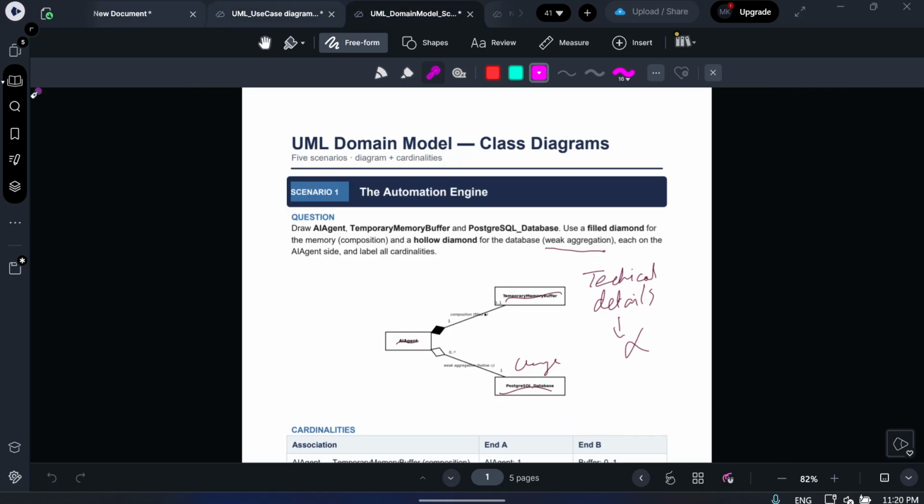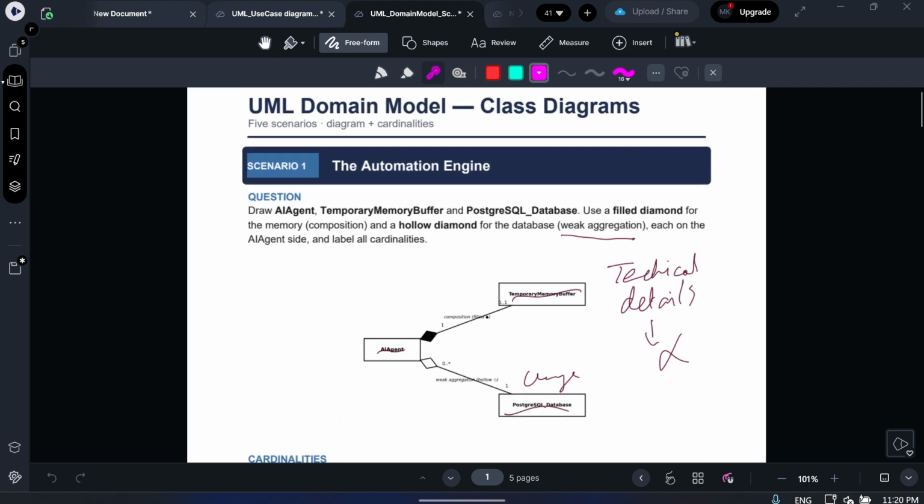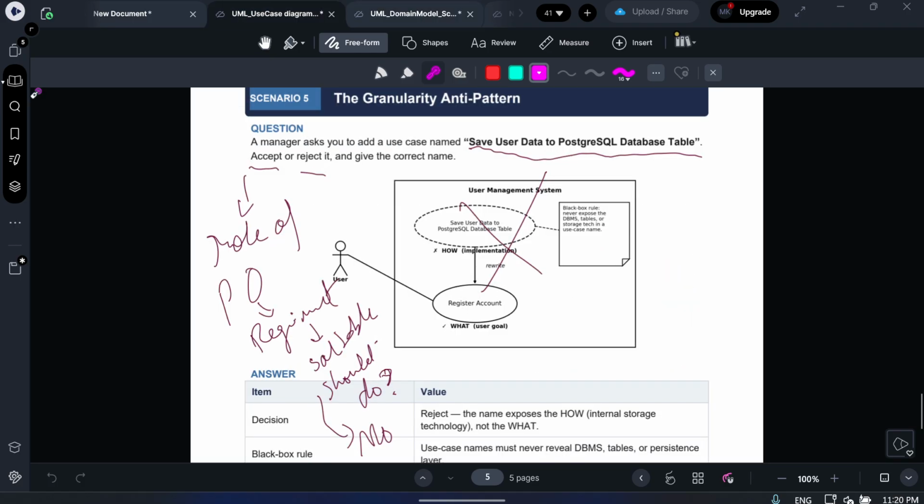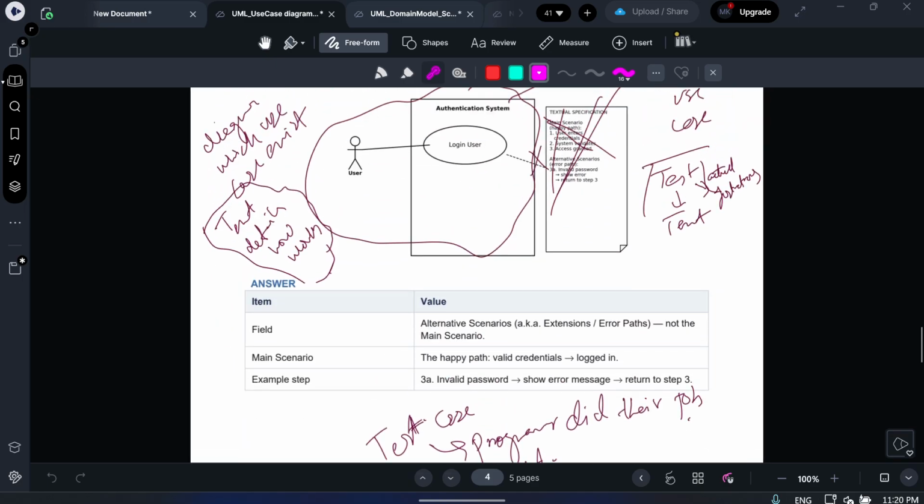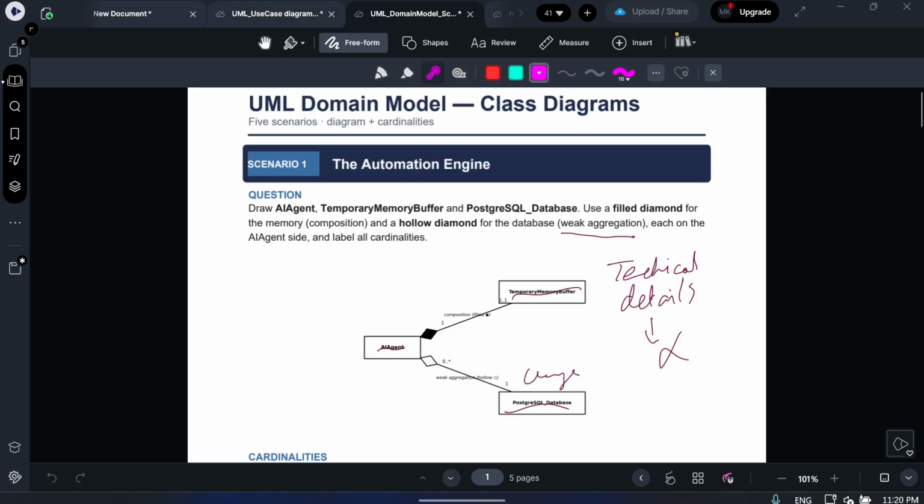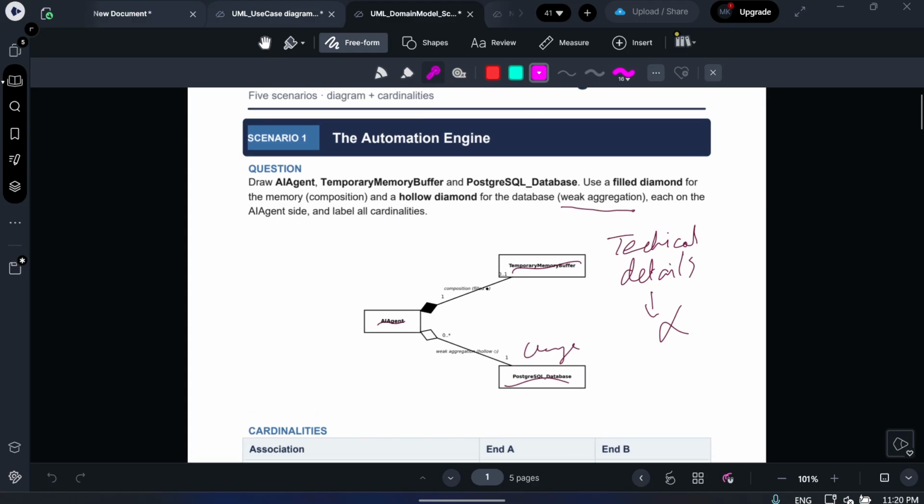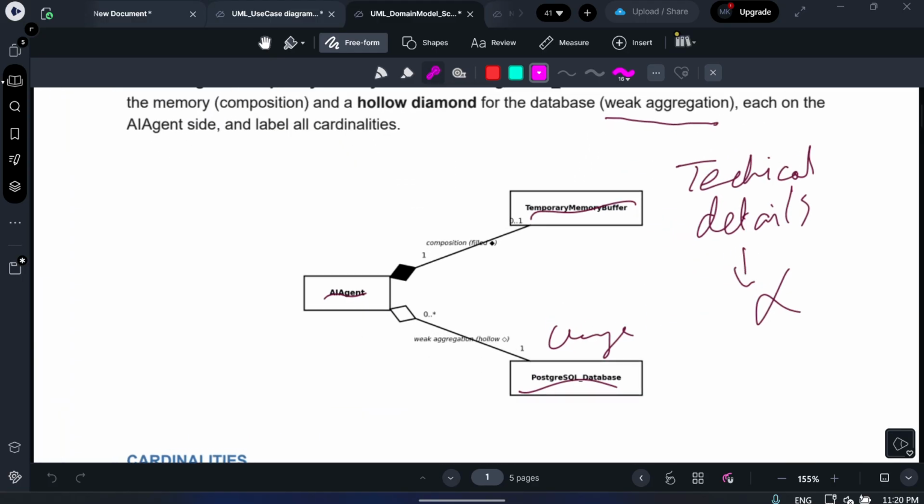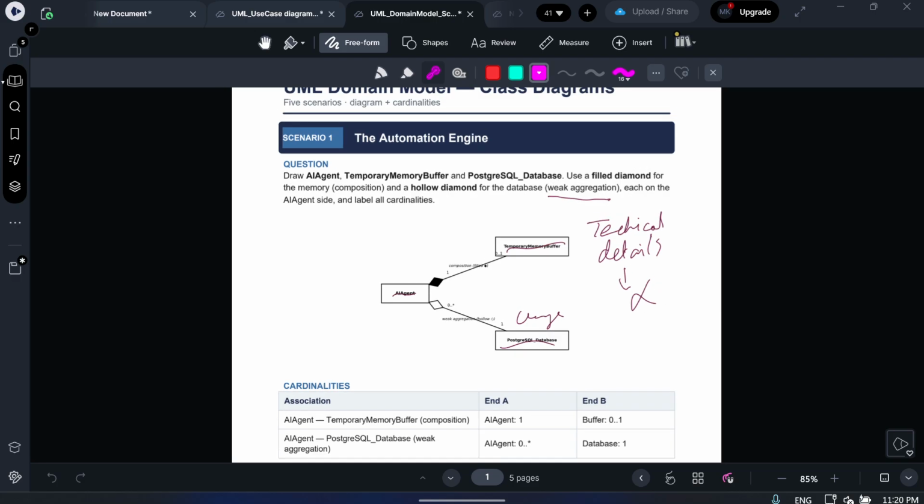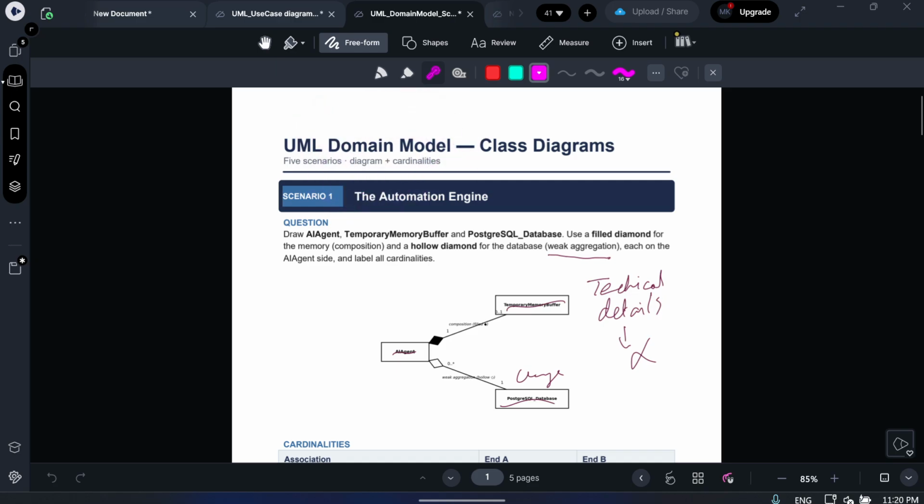Then we can look at class diagrams or UML domain diagrams. Now this diagram shows us a draw, an AI agent, a temporary memory buffer, and a PostgreSQL database. Another thing with the use case diagram is that there are no technical details here. I think that's the same for the UML domain diagram: we don't need to have technical details here. No technical details, just like we said. That's the same thing for the domain model diagram.